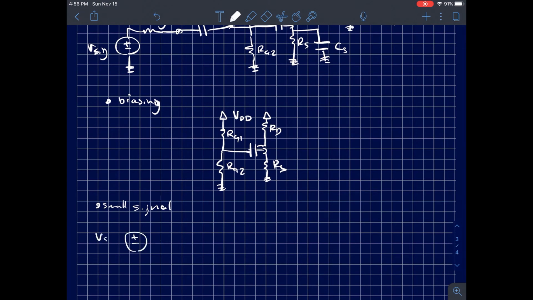The small signal model of this looks like this. I've got V sig again, I've got R sig, and then I've got R gate 1 in parallel with R gate 2. We typically make these very large so that way the input resistance is also large. This is VGS here. If I note, my input resistance is measured looking at the parallel combination of R gate 1 with R gate 2.